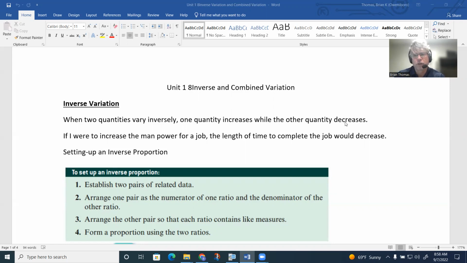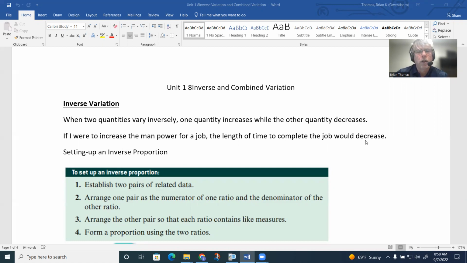Or if you're driving a car, the faster you are able to drive, the time it takes to cover that distance is actually decreasing. Sometimes in cooking, if you crank up the temperature on something, the length of cooking time actually decreases as well. Also, on the job, if I were to increase the manpower for a job, the length of time to complete the job would actually decrease.